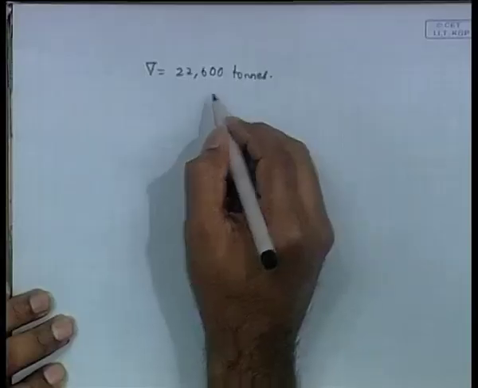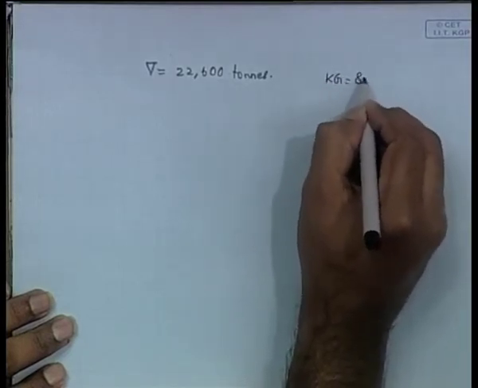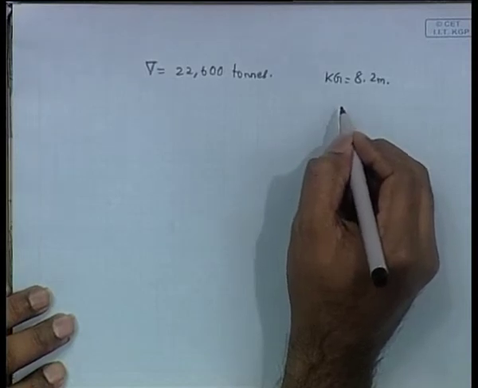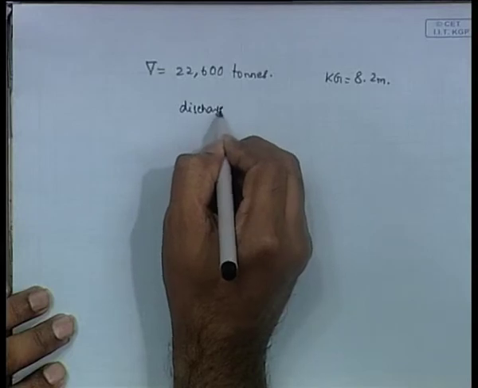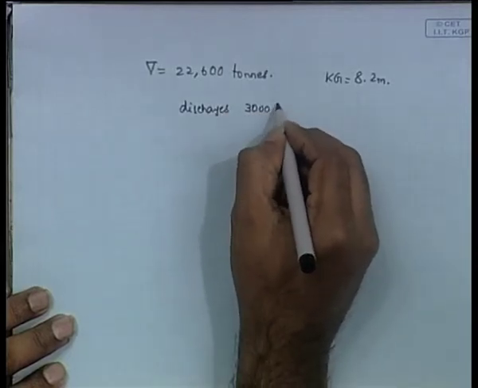Now here you are told that the displacement of a vessel is 22,600 tons. You are told that KG is equal to 8.2 meter. Then you are told that it discharges 3,000 tons of ballast.